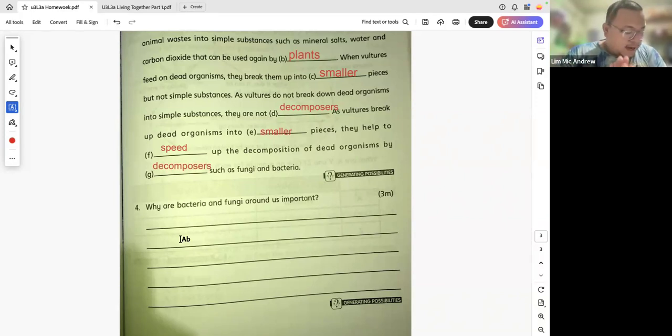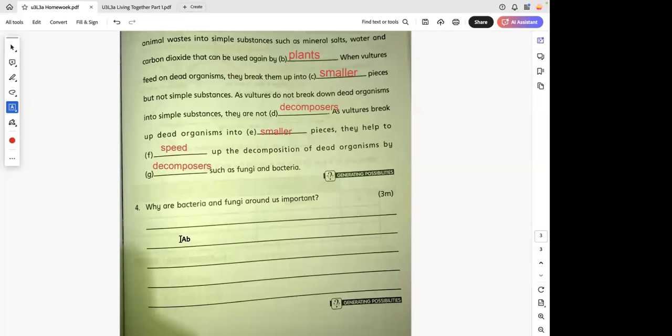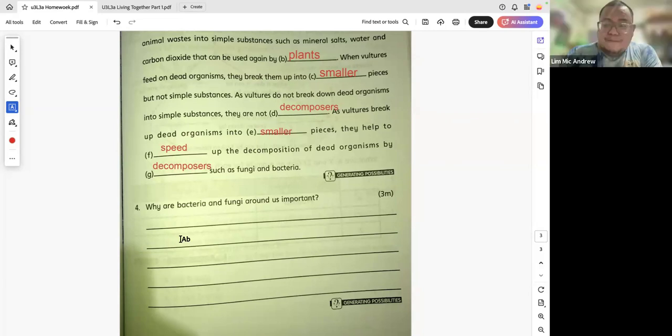So bacteria and fungi are important to us because they are known as the decomposers. They cause the decay of dead matter and animals by breaking them down into simple substances in order to enrich the soil with nutrients. And by enriching the soil with nutrients, they allow the plants to grow healthily and make their own food. At the same time, giving the animals that eat the plants a food source. So it's like a cycle.